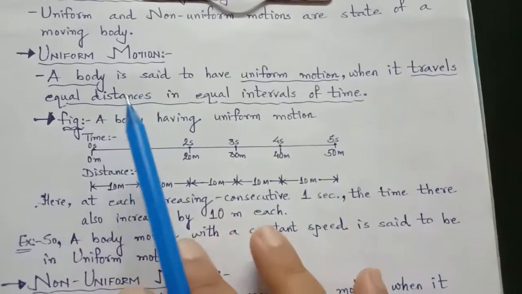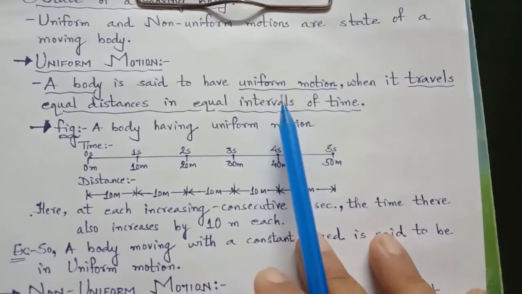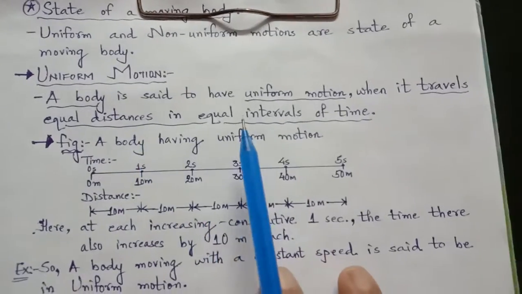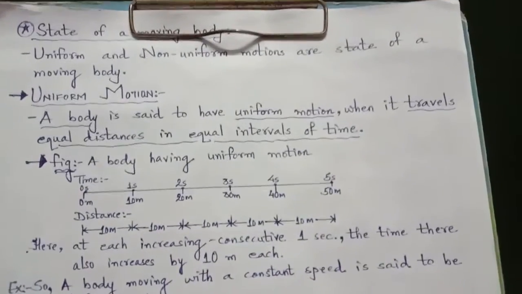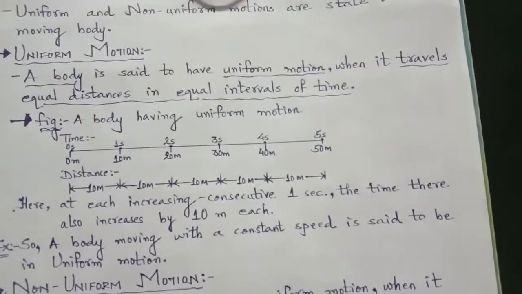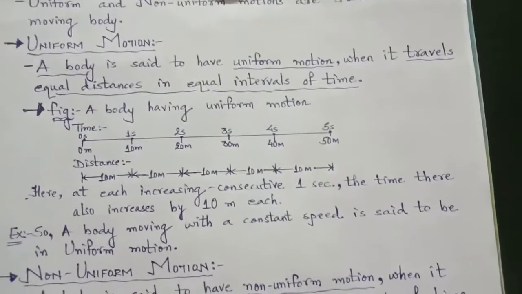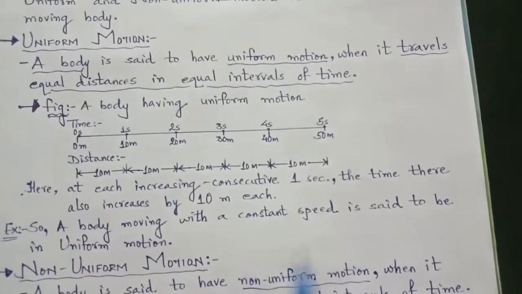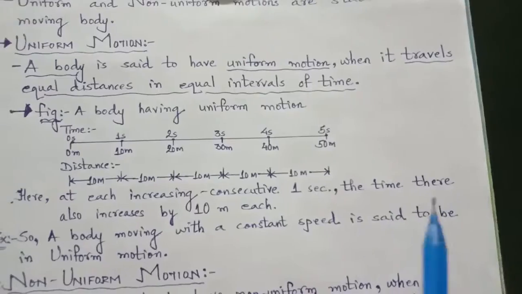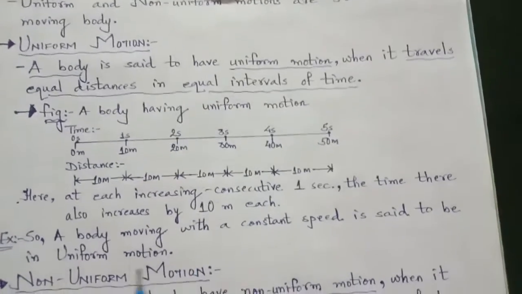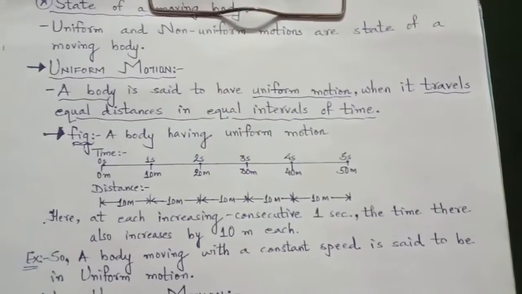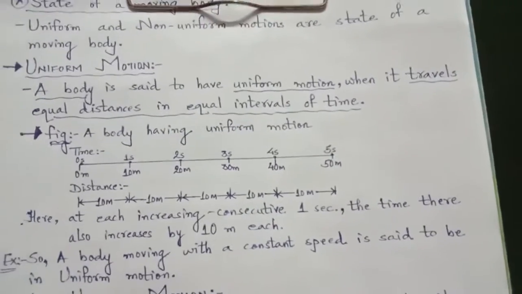A body is said to have uniform motion when it travels equal distances in equal intervals of time. Equal interval of time means from one consecutive time to the next, the time remains the same. And at each equal interval of time, if the distance travelled by that body remains the same, then it is called uniform motion.